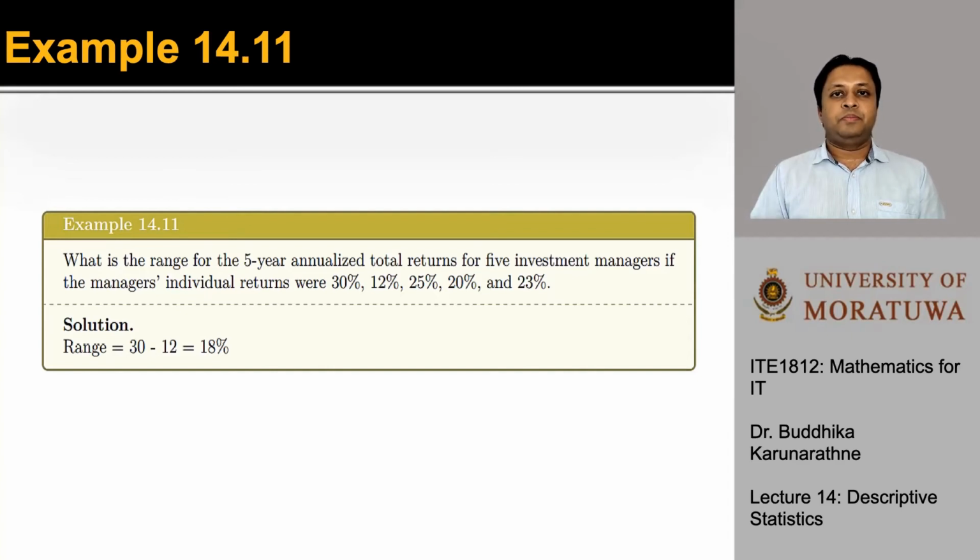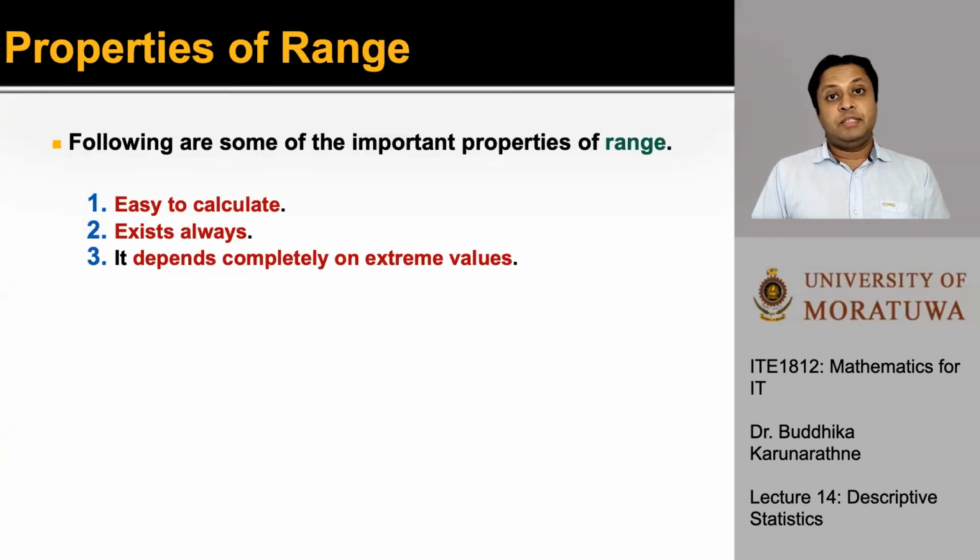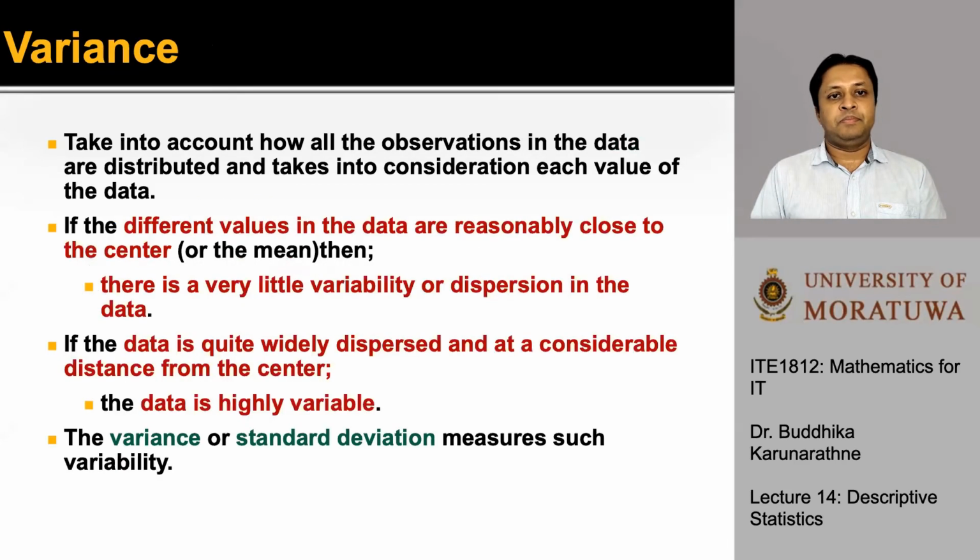Very straightforward. Here are the properties of range. It is easy to calculate, as we have seen, it always exists, and it depends completely on extreme values. So number three is one of the main drawbacks of the measure range. That's why we should look for better representations.